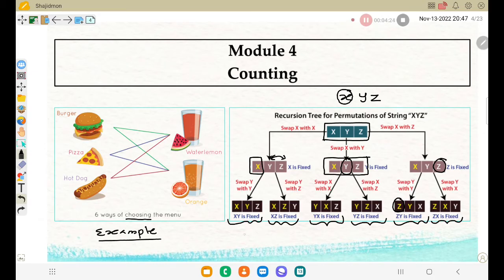So how can we arrange some objects? This is one idea. And how can we choose objects from the menu card? In how many ways can I choose the objects? Choosing the objects and arranging the objects. I hope you understood these two examples. These are all things we will study in this module 4, the counting module.